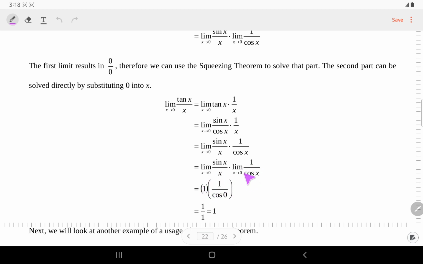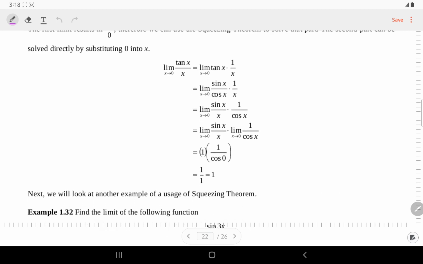And then for the second limit, we just substitute the limit into the variable so it will become 1 divided by cos 0, where cos 0, when you press the calculator, will be 1. So it will become 1 divided by 1, equals 1.